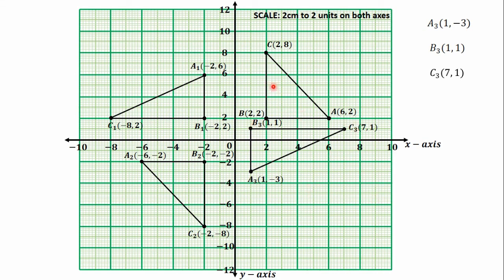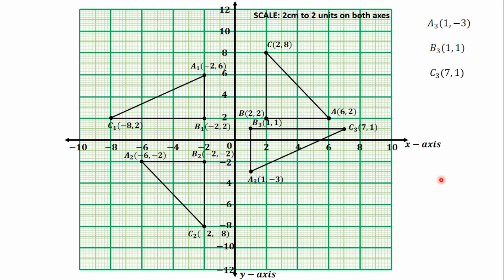Now you can see from here that when we rotate the triangle, the size and shape of the triangle does not change. It only changes in position. So the size and shape of triangle ABC is the same as the size and shape of triangle A1, B1, C1, is the same as the size and shape of triangle A2, B2, C2, and the same as the size and shape of the triangle A3, B3, C3. So the only thing that changes here is the position.